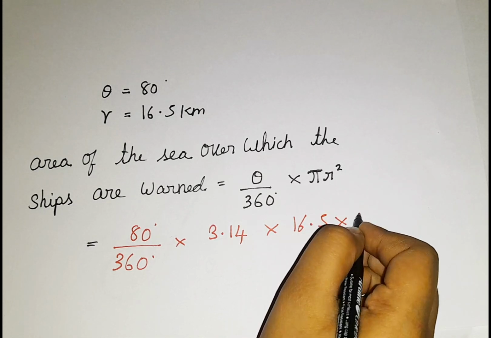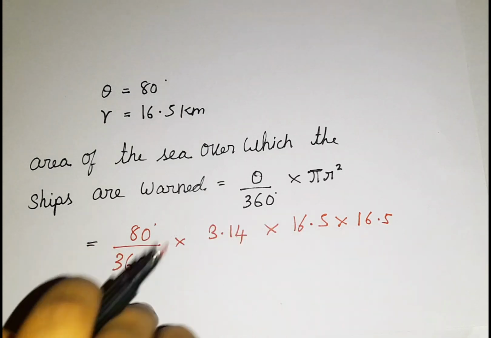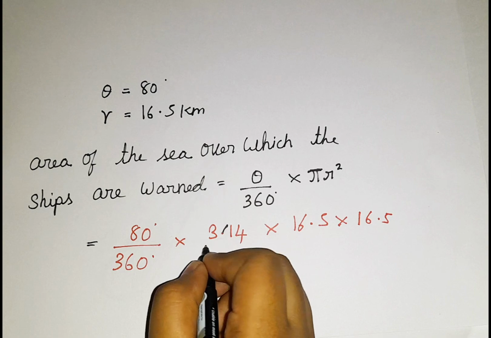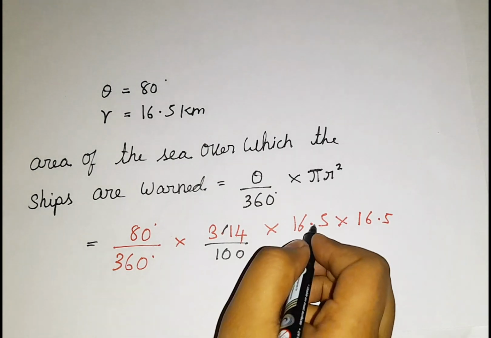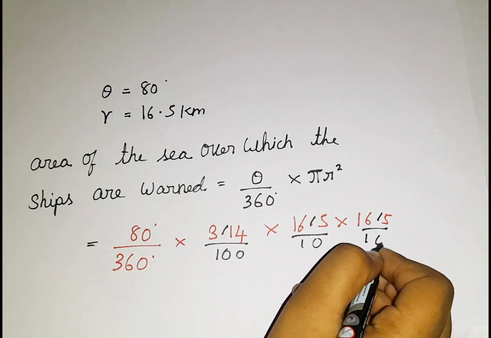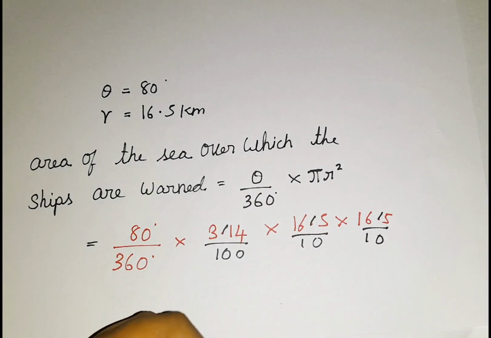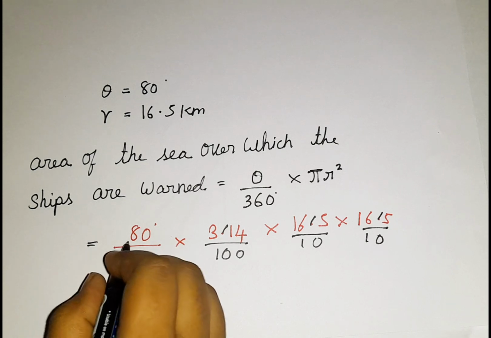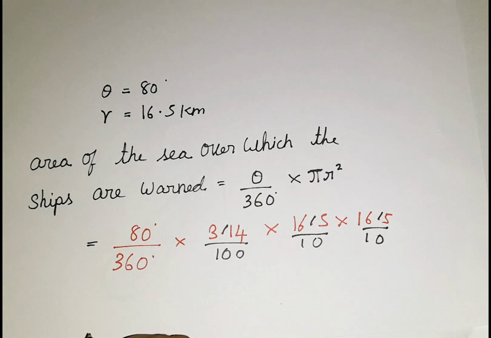16.5 into 16.5. Okay, so here now first of all let us take off the point. So here it becomes 100, and here it is 10, and here it is 10. Okay guys, so now what we can do, now we can cancel 80 and 360 degree. Okay, so now let us cancel them. So we can cancel them in fourth table.